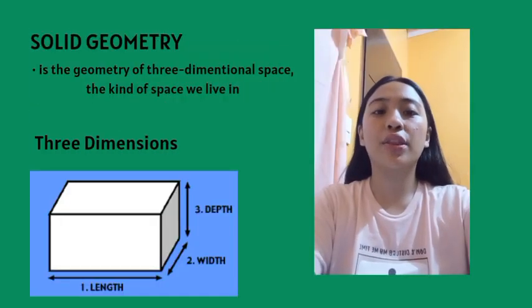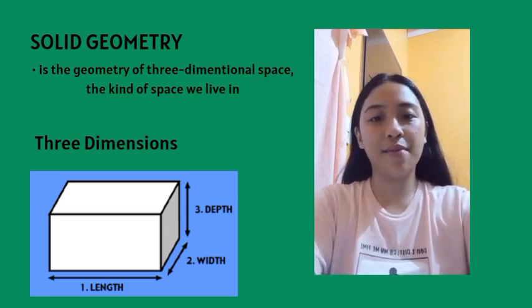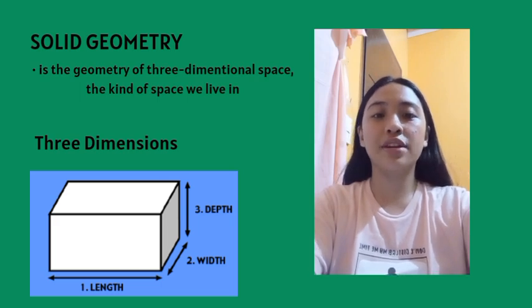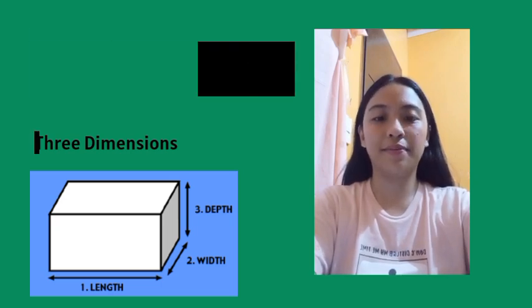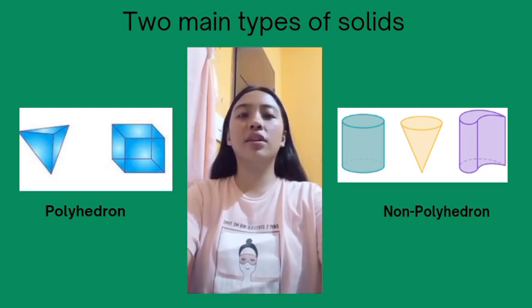Geometry is the geometry of three-dimensional space, the kind of space we live in. There are three dimensions. It is called three-dimensional or 3D because there are three dimensions: depth and height and width. There are two primary classifications of solids: polyhedron and non-polyhedron.